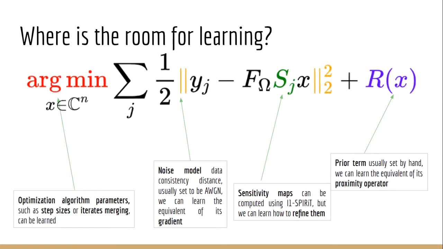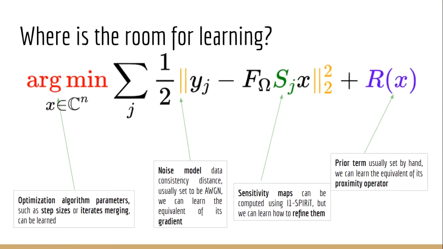The second part that you can think about is actually the noise model. So this data fidelity term, the L2 norm, actually stems directly from the noise model that we have, which in this case would be an additive white Gaussian noise. But what we can do, if you think that this additive white Gaussian noise is not necessarily exact, is we can try to learn the equivalent of its gradient.